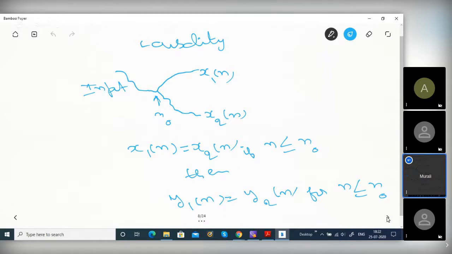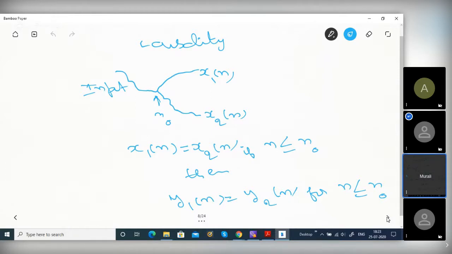Anybody can tell? So For example, in this figure, there is an input actually up to n naught time n equal to n naught. X1 of n equal to x2 of n. Both are same actually, right? One single line is coming actually, right? Then after n naught, there is a branch x1 n and x2 of n. They are different actually, right?